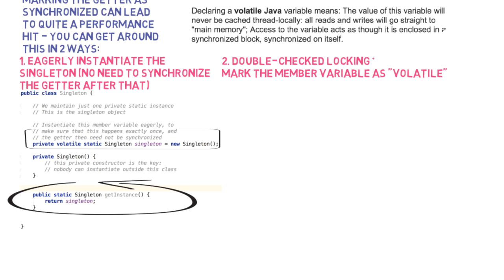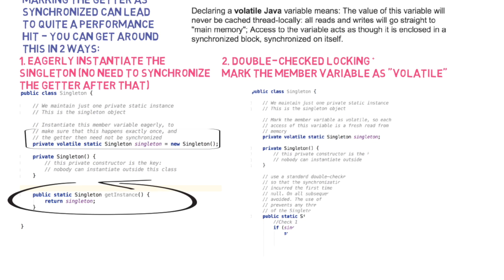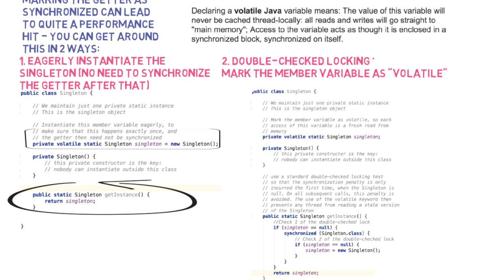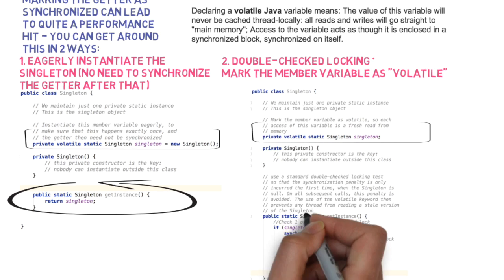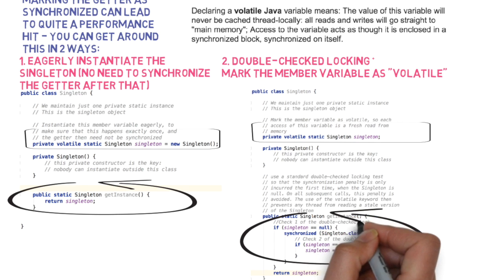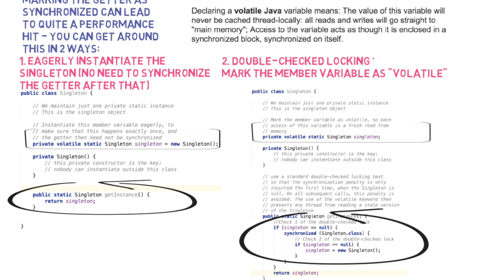In order to avoid this, we have to mark the member variable as volatile so that every thread does not see any locally cached copy of singleton and only reads it from main memory, which means that it will not see a partially constructed object. Let's just put it all together and see how double checked locking plus a volatile member variable looks to create a singleton. So there we have the volatile singleton and the double checked locking as a part of get instance.